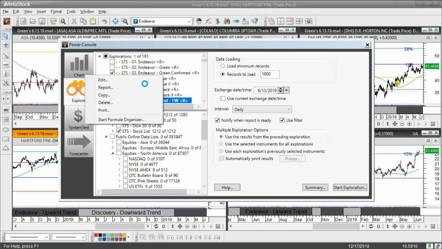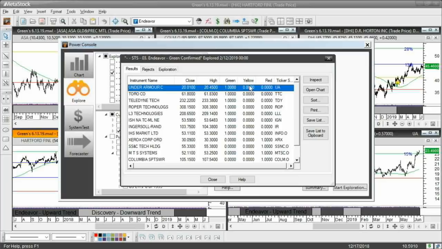So in this case, like I said before, if I screen them just per green, if this was 2/12, we said we were looking at Under Armour, we were looking at TTC, we skipped Under Armour and TTC. Maybe this, INFO.